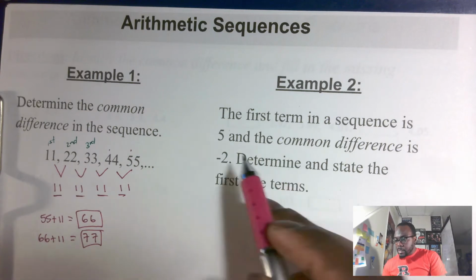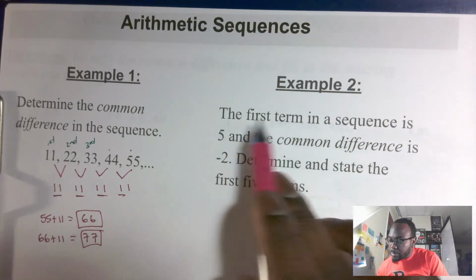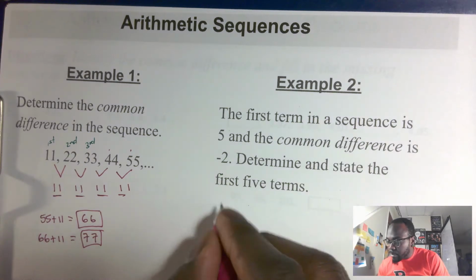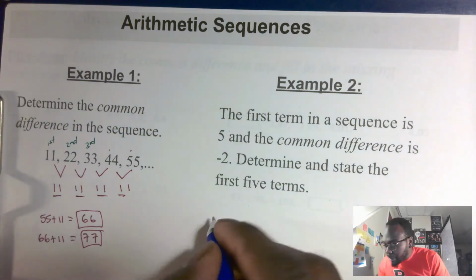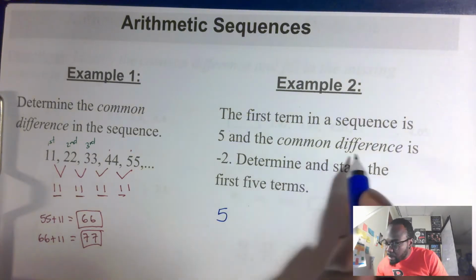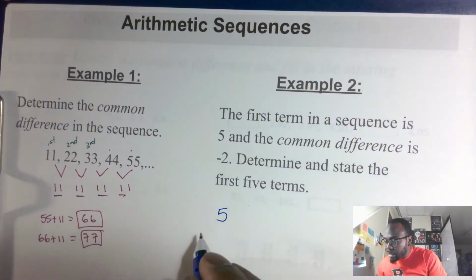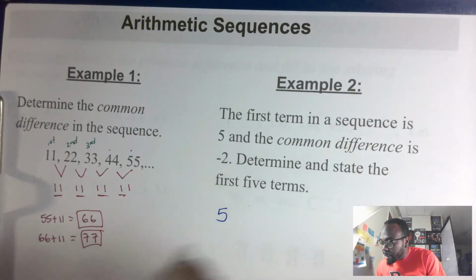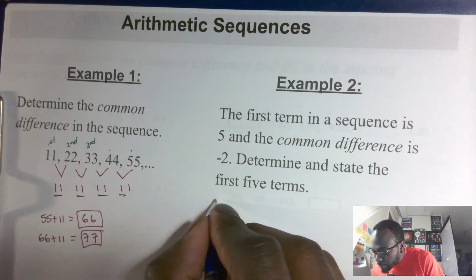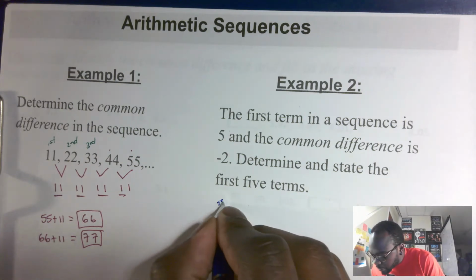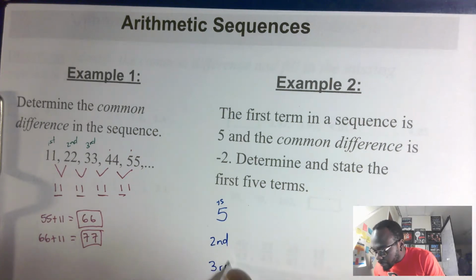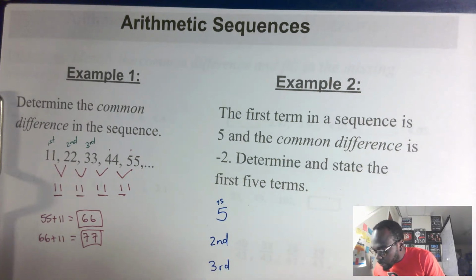All right. So let's look at example 2. It says the first term in the sequence is 5. So I know my first term is the number 5. Then it says the common difference is -2. So that means each term we're adding -2. Determine and state the first 5 terms. So this is my first term. I need to find my second, my third, my fourth, and my fifth term.